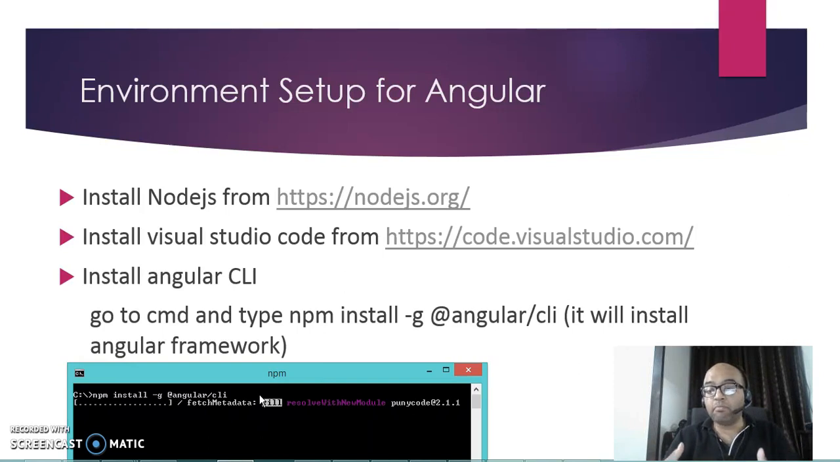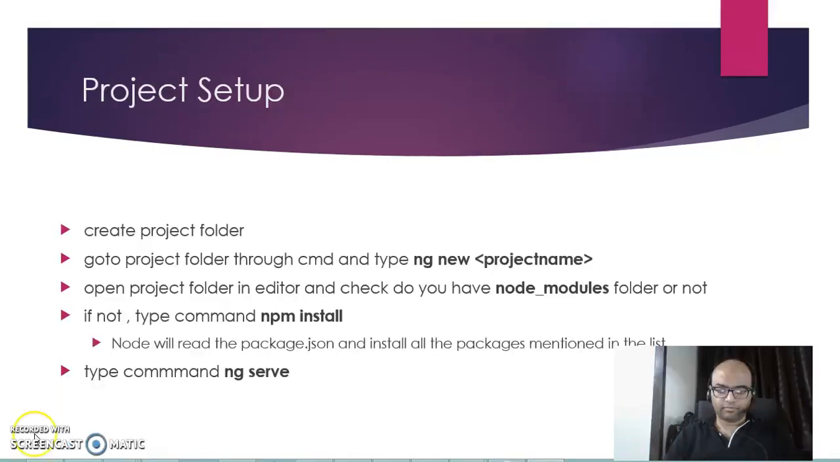If it is 6, it may update to 7 if 7 is launched by them, right? Because I have not mentioned any particular CLI version, it is always going to update my CLI version. So you can see the processing is happening. Once this is done, then we see the project setup.